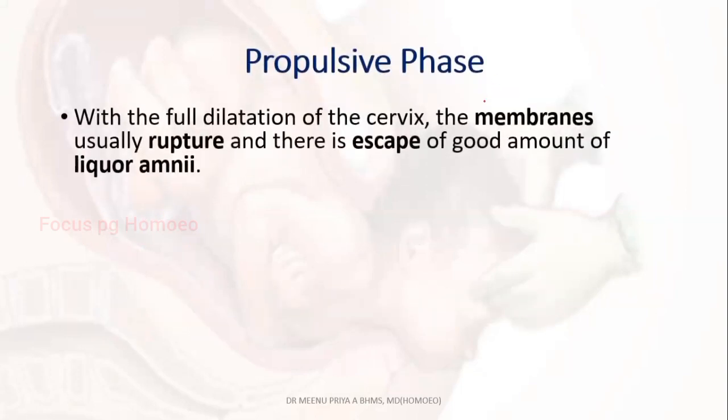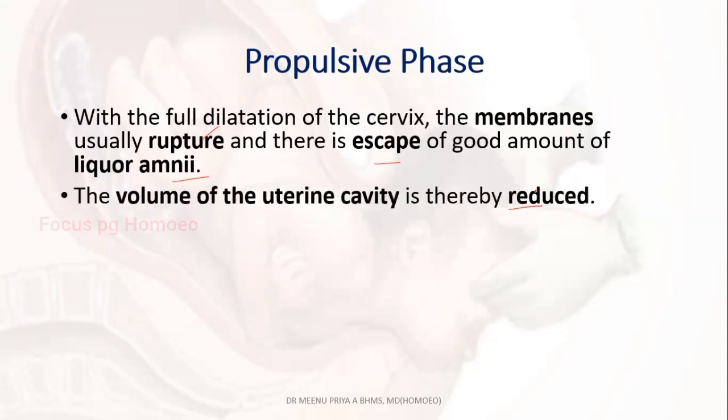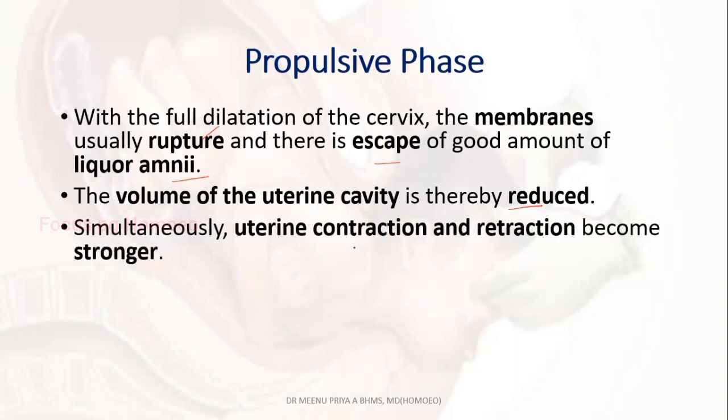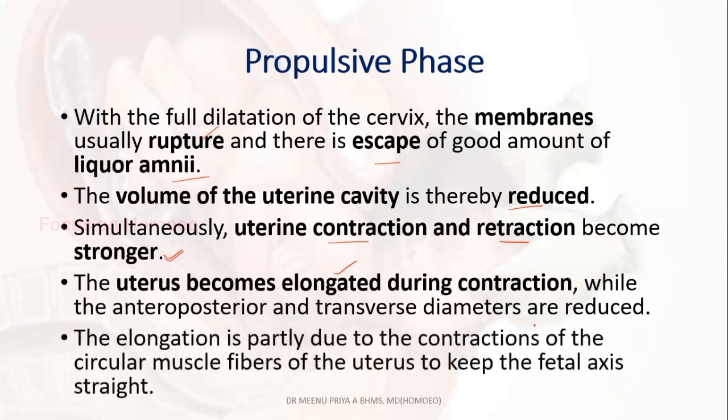Now, what is the propulsive phase? With full dilatation of the cervix, the membranes usually rupture and there is escape of liquor amnii. When liquor amnii escapes, the volume of the cavity is reduced, and simultaneously uterine contraction and retraction happen and become stronger. With the volume reduced in the uterine cavity, the uterus becomes elongated during contraction, while the anteroposterior and transverse diameters are reduced. The elongation is partly due to contraction of the circular muscle fibers of the uterus to keep the fetal axis straight, so that the descent happens properly. That is why the uterus gets elongated.